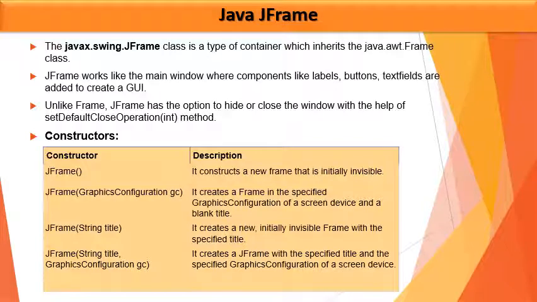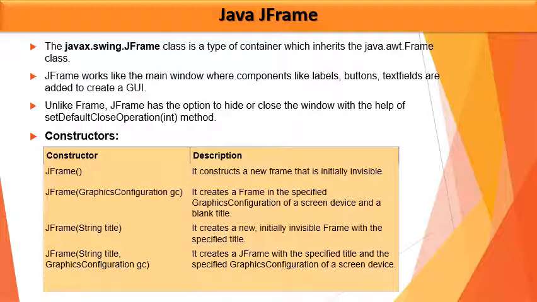Unlike the Java Frame, the JFrame has the option to hide or close the window with the help of the setDefaultCloseOperation method. This is also a very important method. In the JFrame, a number of constructors are used. The figure shows the constructors and their descriptions.